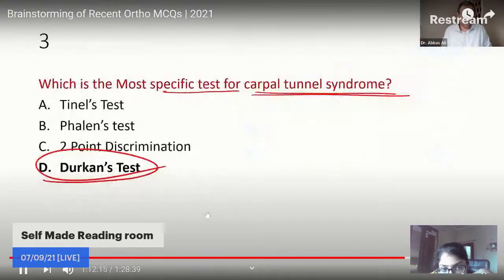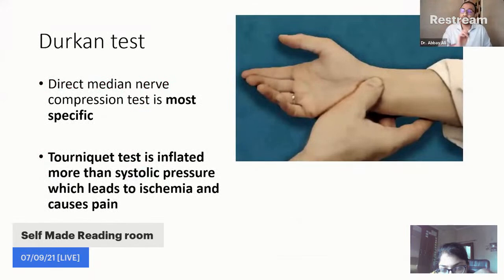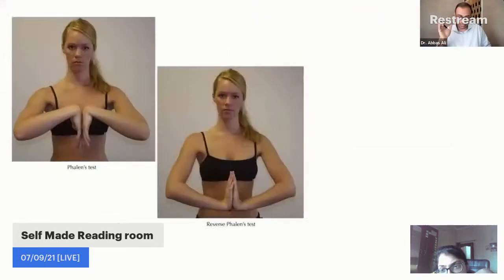Okay? Yes. All right. So Durkan test is the best clinical test. But overall, if I ask you what is the investigation of choice for any entrapment neuropathy? Nerve conduction studies. Yes, nerve conduction studies.